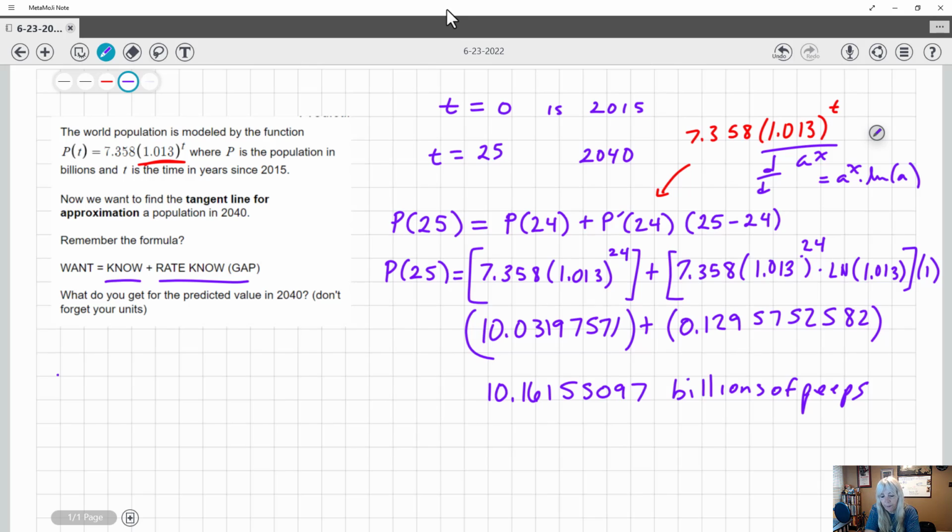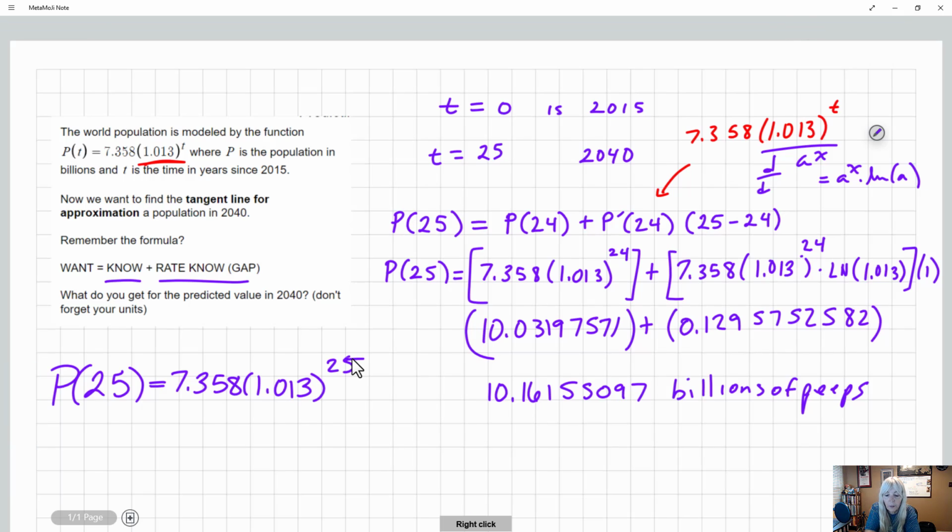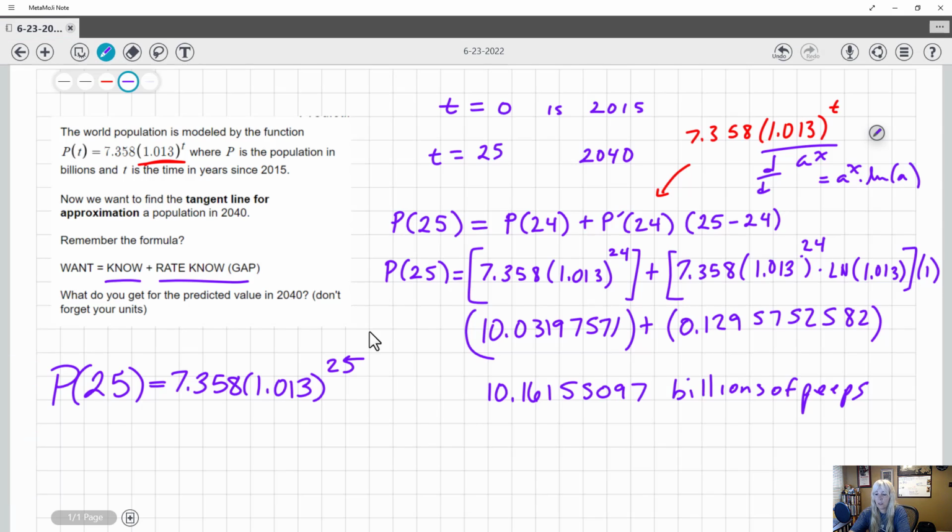Yes, you have a function that you could just actually plug in 25, 7.358 times 1.013 raised to the 25th power. I probably have that somewhere in my calculator that I can just go up and change that 24 to a 25. And this gives me 10.1623914.